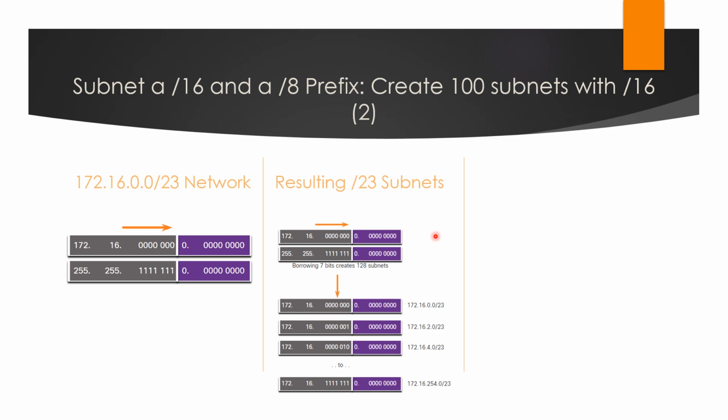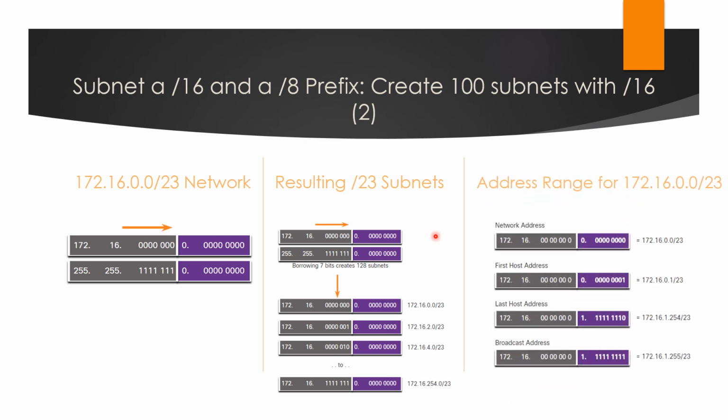With the 9 bits for the host portion, we will be able to create 2 to the power of 9, a total of 512 host addresses. But remember that the first address is reserved for the network address and the last address is reserved for the broadcast address. So by subtracting those two, we will have 510 available host addresses for each /23 subnet. And here in the figure, it is shown the first and the last host address for the first network address.